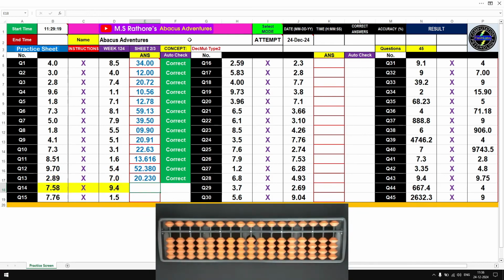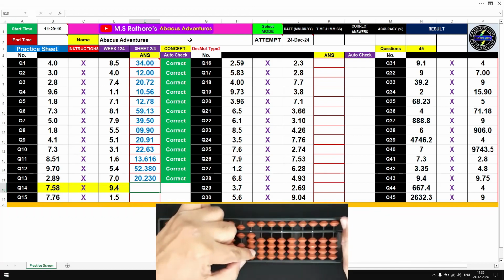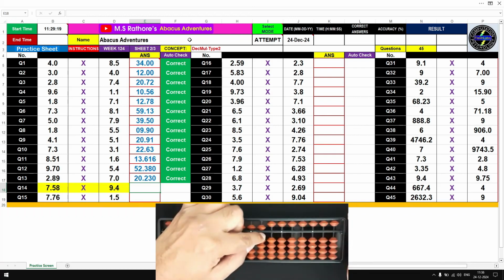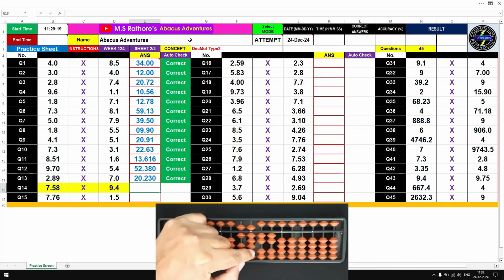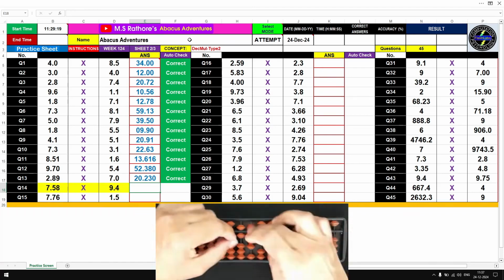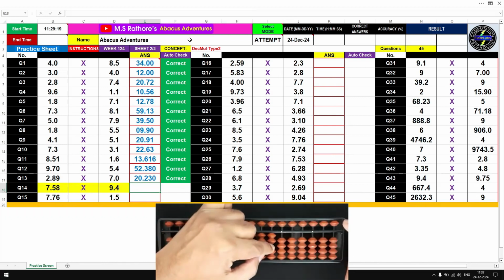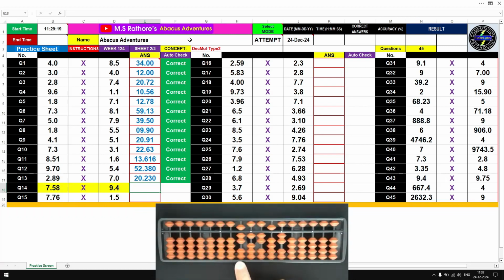Question number 14, 7.58 multiplied by 9.4, beginning from rod number 2. 9 7s are 63, shifted 9 5s are 45, shifted 9 8s are 72. Round 2 begins from rod number 1 now. 4 7s are 28, shifted 4 5s are 20, shifted 4 8s are 32, and the final answer is 71.252.